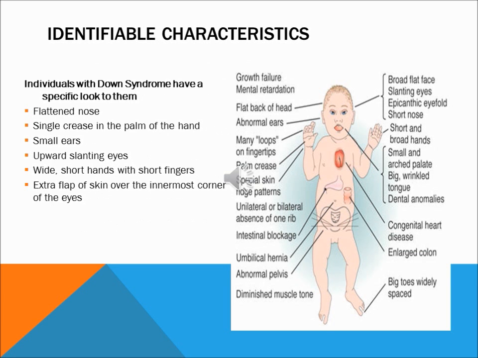Individuals with Down syndrome typically have very identifiable characteristics. Some of these are a flattened nose, a single crease in the palm of the hand, small ears, upward slanting eyes, wide short hands with short fingers, and an extra flap of skin over the innermost corner of the eyes. The diagram on this slide points out some of these characteristics in more detail. So there's a lot of characteristics that identify individuals with Down syndrome.